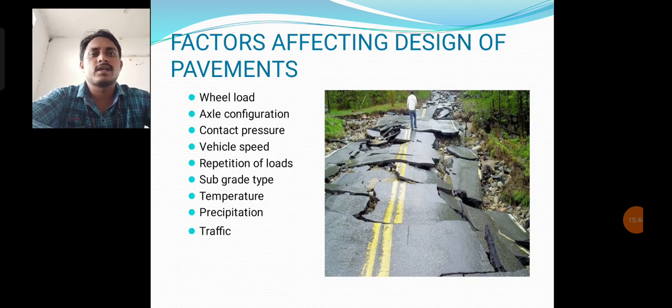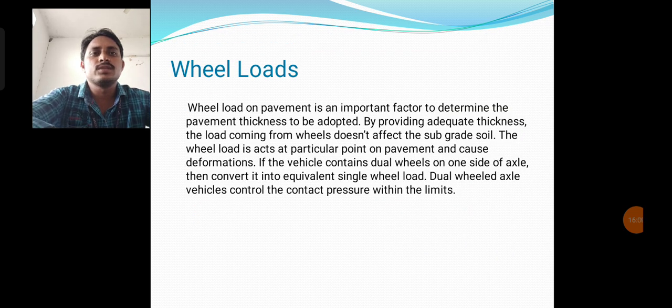After that, what are the factors affecting the design of the pavement? We already discussed them at the start: wheel loads, axle configuration, contact pressure, vehicle speed, repetition of loads, subgrade type, temperature and precipitation, and traffic. So wheel loads: how the wheel loads are acting and what the thickness is. The thickness is based upon how much load is acting on the pavement, and the wheel load is at a particular point on the pavement.